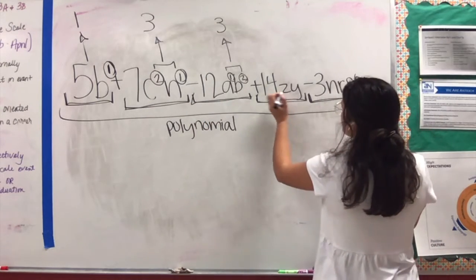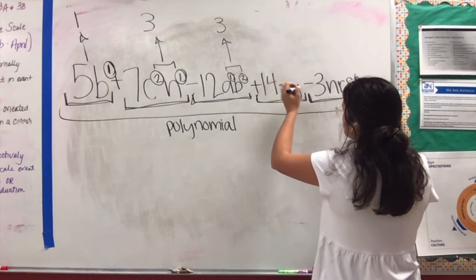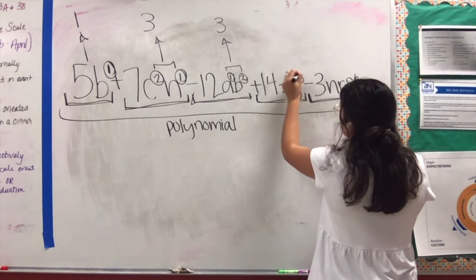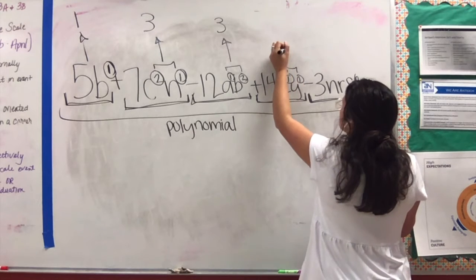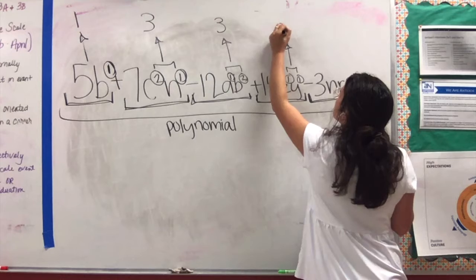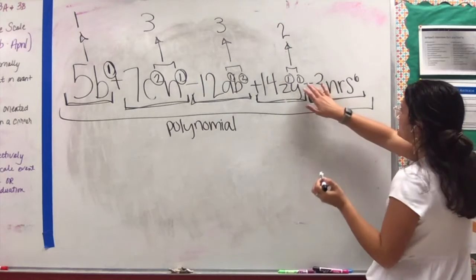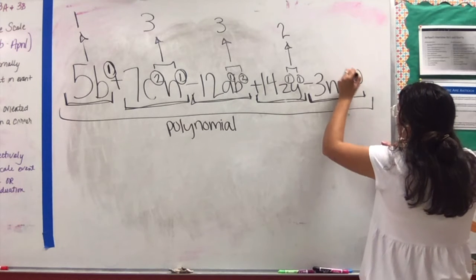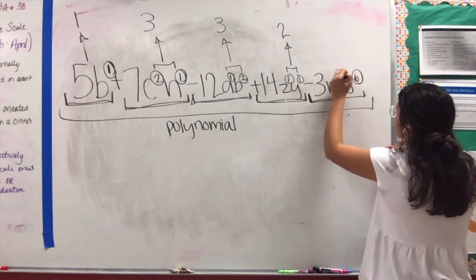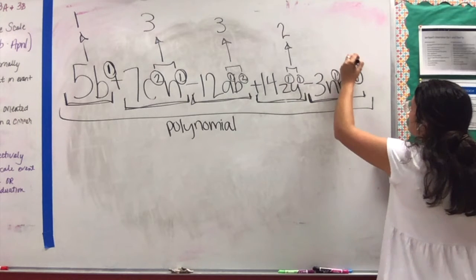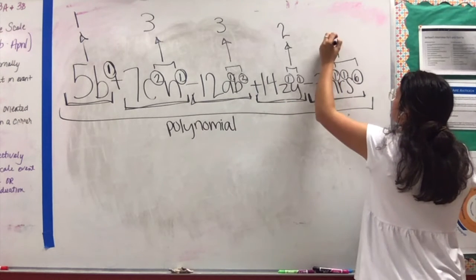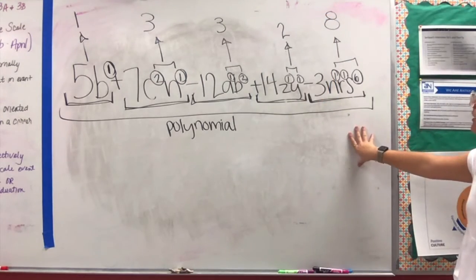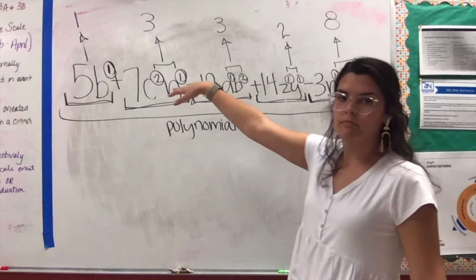Over here, you have 14zy, two variables, both with invisible 1s. Add these together, you get degree of 2, and then negative 3nrs to the 6th. So we have one visible 6, an invisible 1 here, and another invisible 1 here. Add them all together, you get a degree of 8. Okay, so now we have the degree of each term.